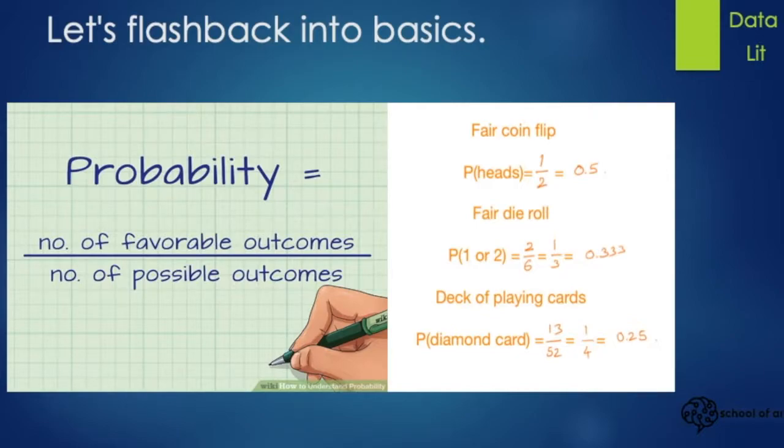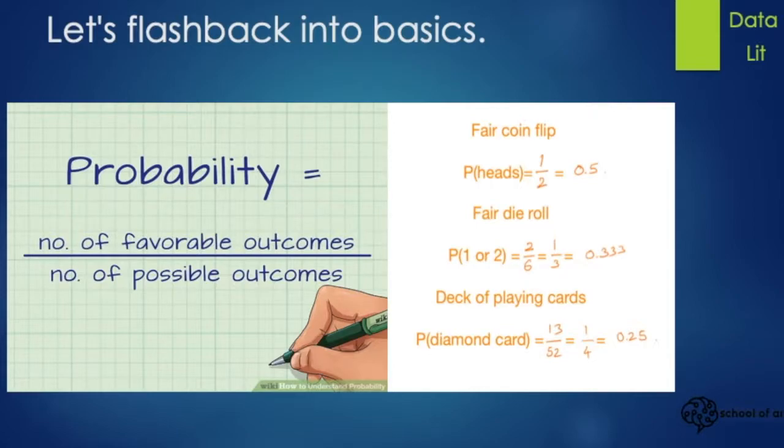50% of the time I may get a head, or I may get a tail for the other 50%. If we take a die roll, I may get numbers from 1 to 6. What is the probability of getting 1 or 2 out of those 6? It is 2 divided by 6, so we get 33%. In the example of playing cards, what is the probability that I will get a diamond card? In a deck of cards, there are 13 diamond cards, and what is the probability that I will get one of them? It is 13 divided by 52, which is 0.25. 25% of the time I may get a diamond card, right?